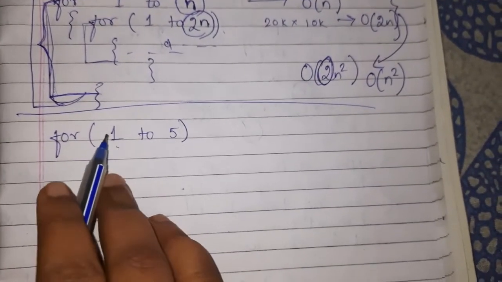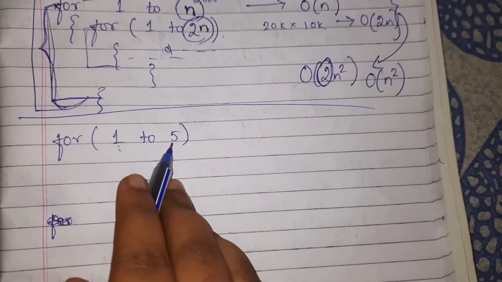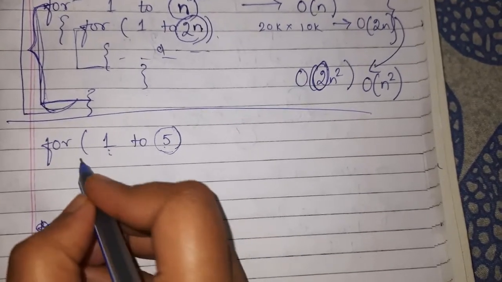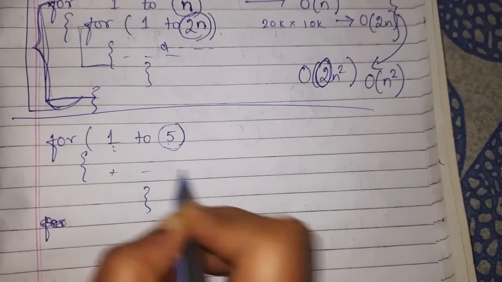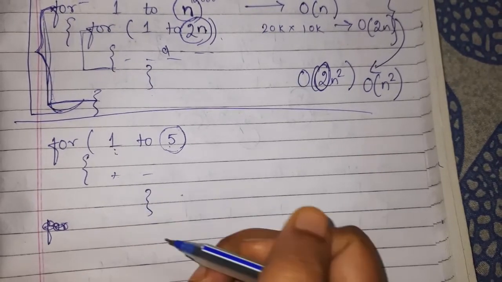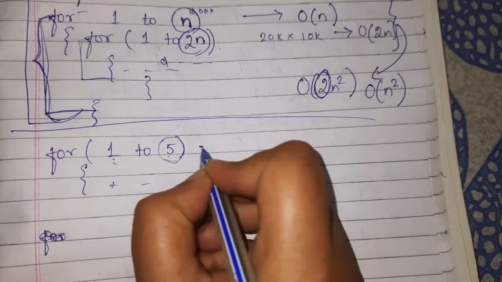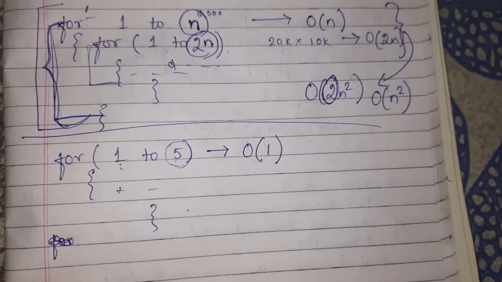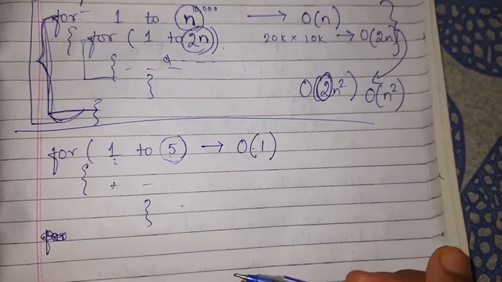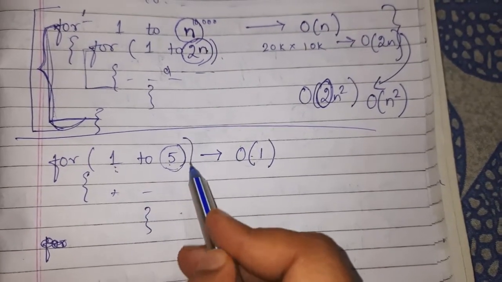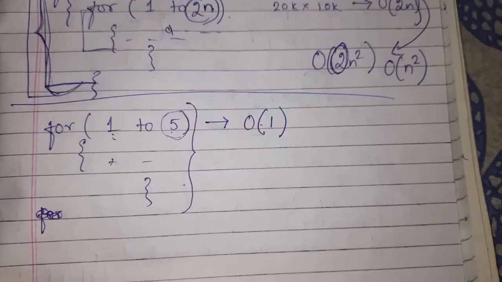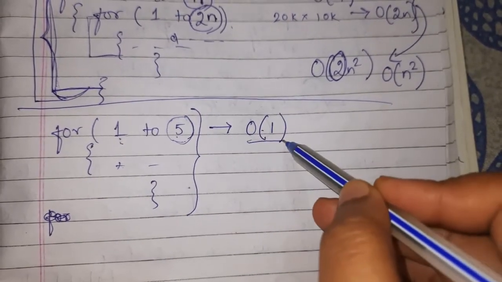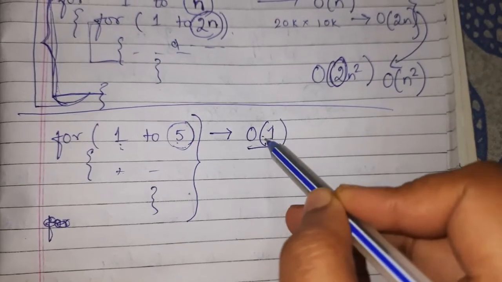Similarly, here it is mentioned from 1 to 5, and we know that 5 is not a very large number. Suppose inside it we have only plus and minus, addition and subtraction instructions. So this is going to take big O of 1, meaning it will be done in constant time. Whatever platform or running environment I choose, it will take a constant time, and it is represented by big O of 1.